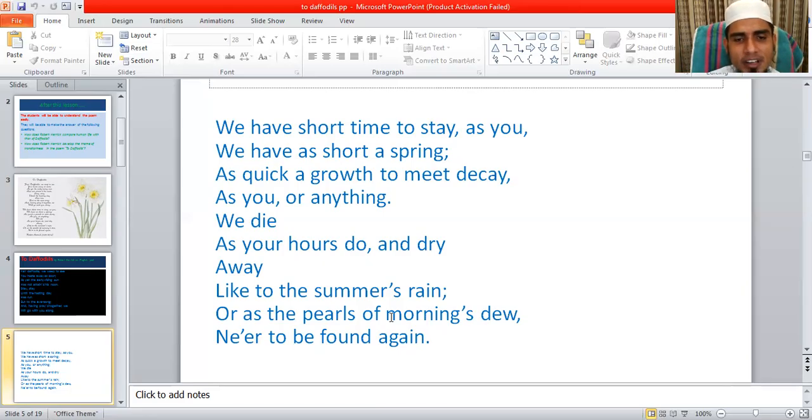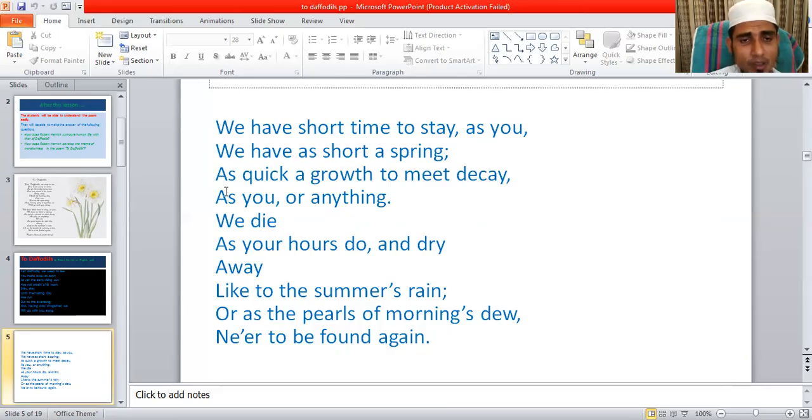So in this way, the poet here gives some examples. He uses the literary figure simile here. He tries to say that like to the summer's rain, or as the pearls of morning's dew, never to be found again. The morning dew is never to be found again in nature. In the same way, the human being who has to die, the things of nature that have to die, never come back in this world. They are never found again in that same condition.